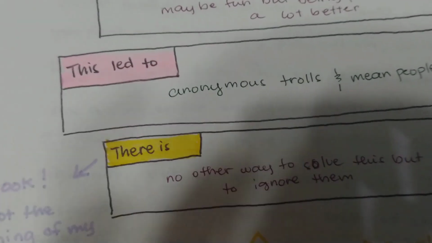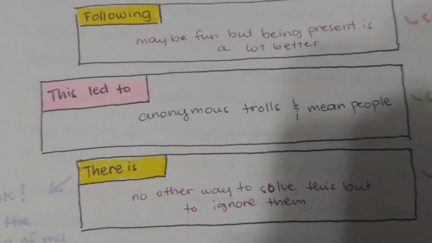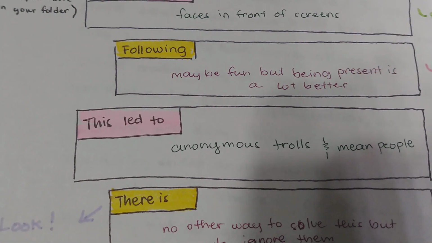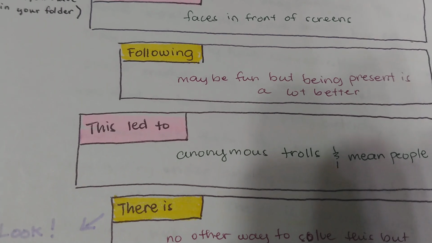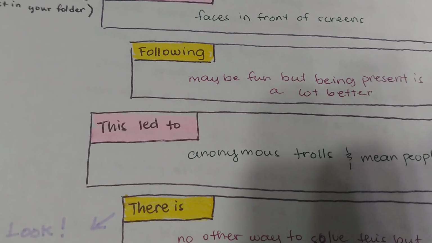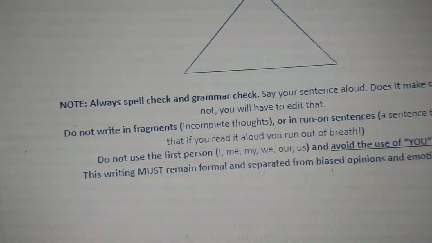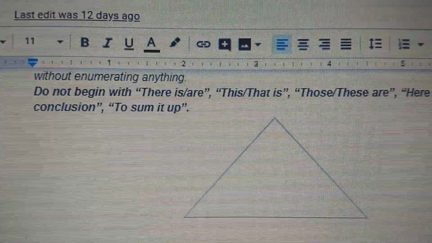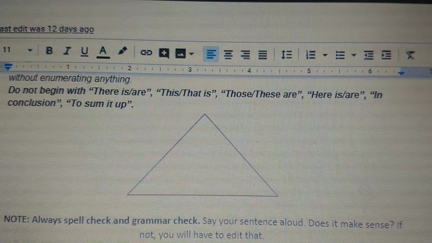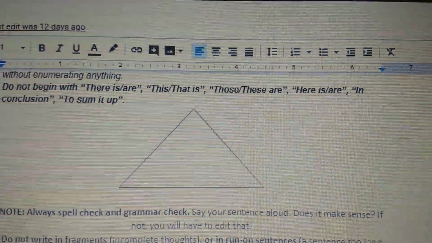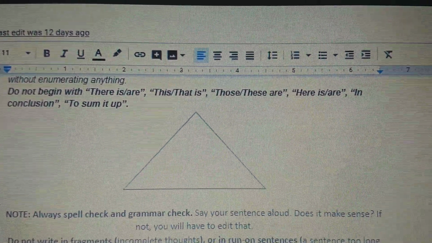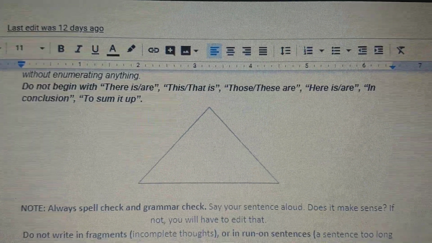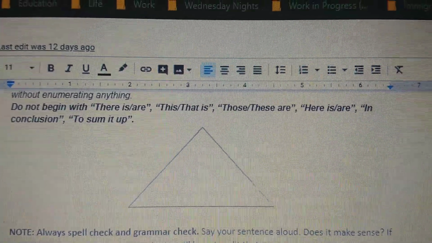Oh no. Remember that we've been talking about not using those words, and I actually have that on your paper as well. On your paper, it says right here, do not begin with there is, are, this is, that is, those are, these are, here is, here are, in conclusion, and to sum it up, okay, for those concluding sentences.